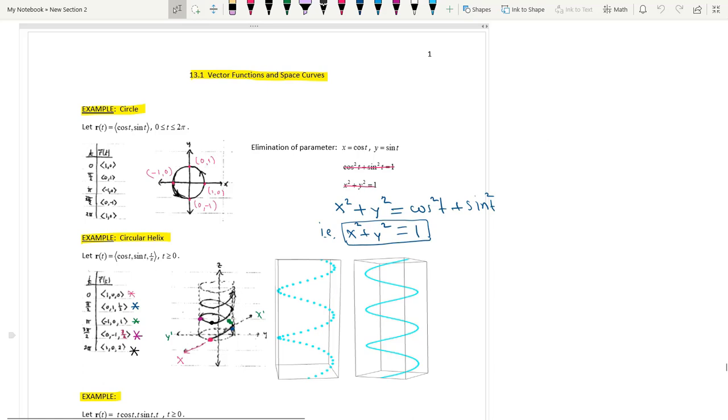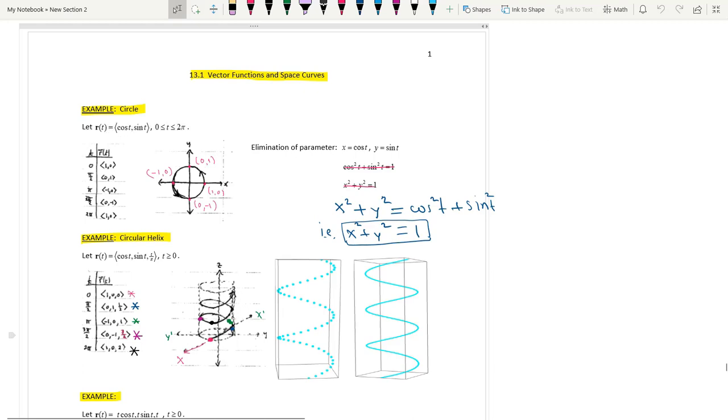In this lecture, we will discuss section 13.1, vector functions and space curves. Suppose we have a vector function r of t equals cosine t, sine t, where t varies from 0 to 2 pi, and we need to sketch it.